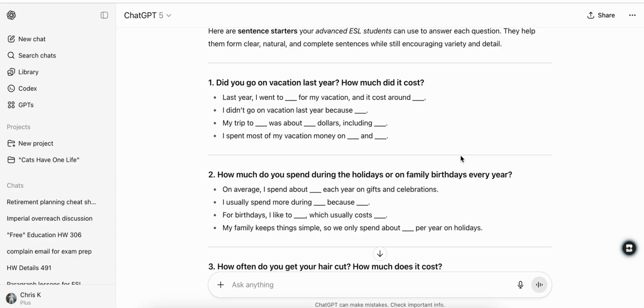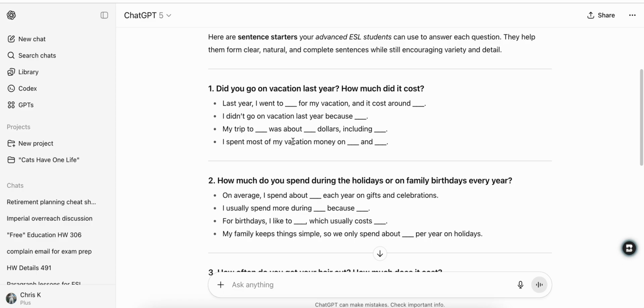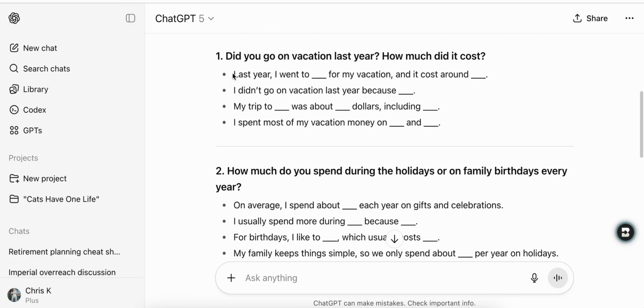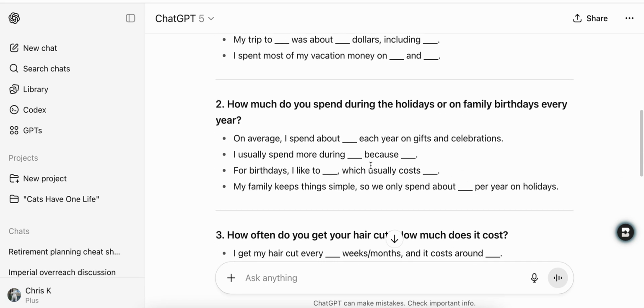So that's always helpful for students, especially if they're kind of tired. It's maybe later in the day, in the evening, or they're just having trouble getting started. Sentence starters help them get started. And again, it kind of relieves the cognitive load on them. Especially in the beginning of the lesson, maybe their brains aren't quite warmed up yet. So I can use these sentence starters, for example. Let's zoom in a little bit. "Last year, I went to blah, blah, blah for my vacation, and it cost around da, da, da, da." "On average, I spend about X dollars each year on gifts and celebrations."